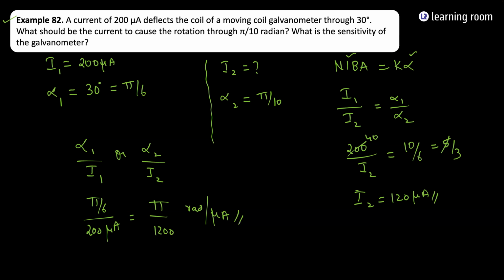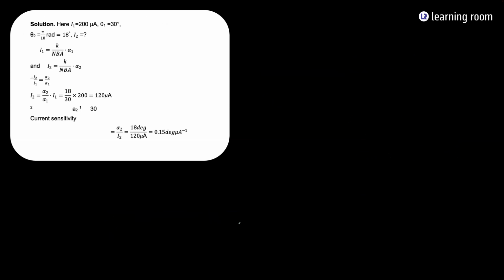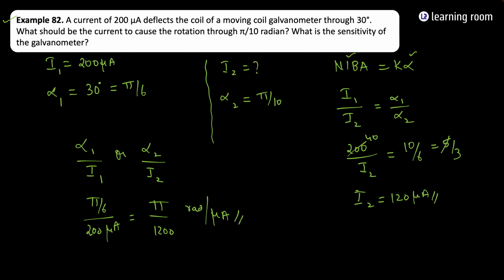Suppose you report the answer in terms of degree, then what will it be? 30 divided by 200, so it should be 1 by 40. 1 by 40 will be 0.025. So that will be 0.025 degree per microampere. Am I clear with this?